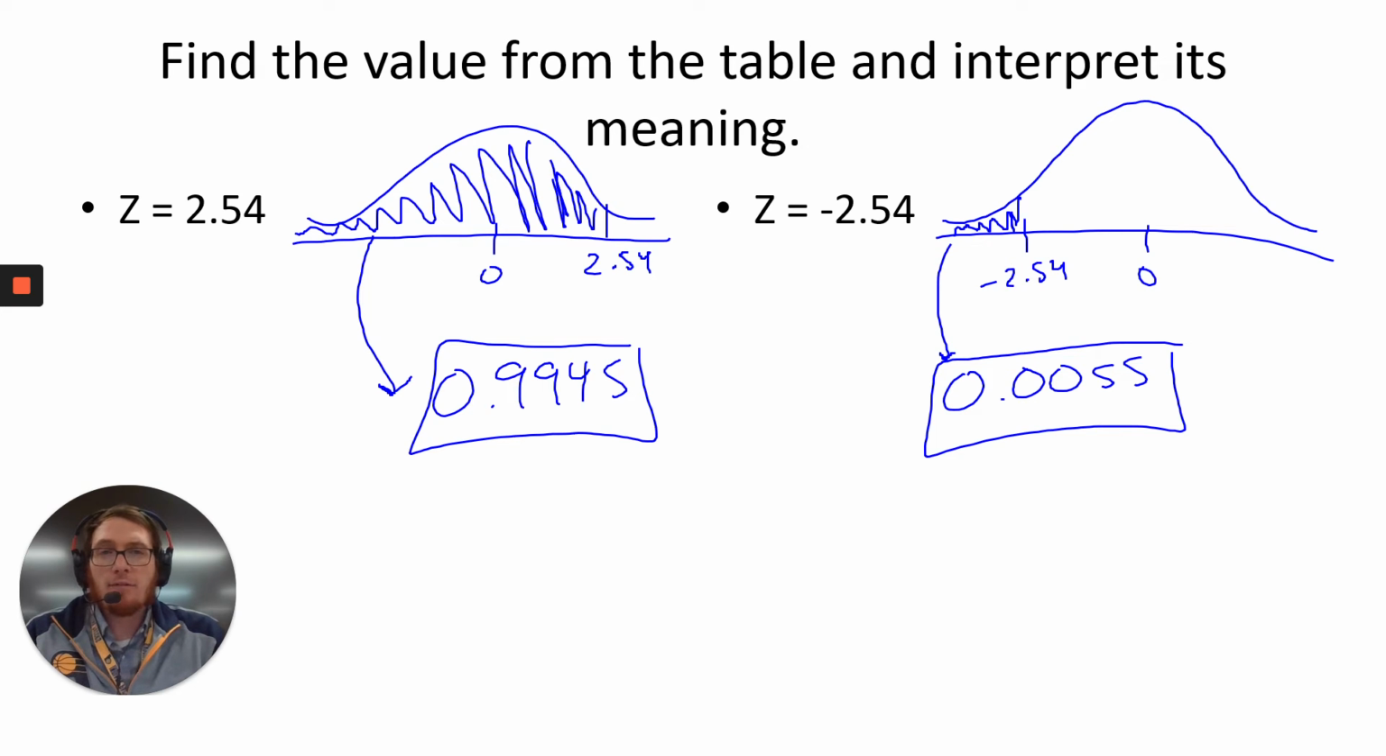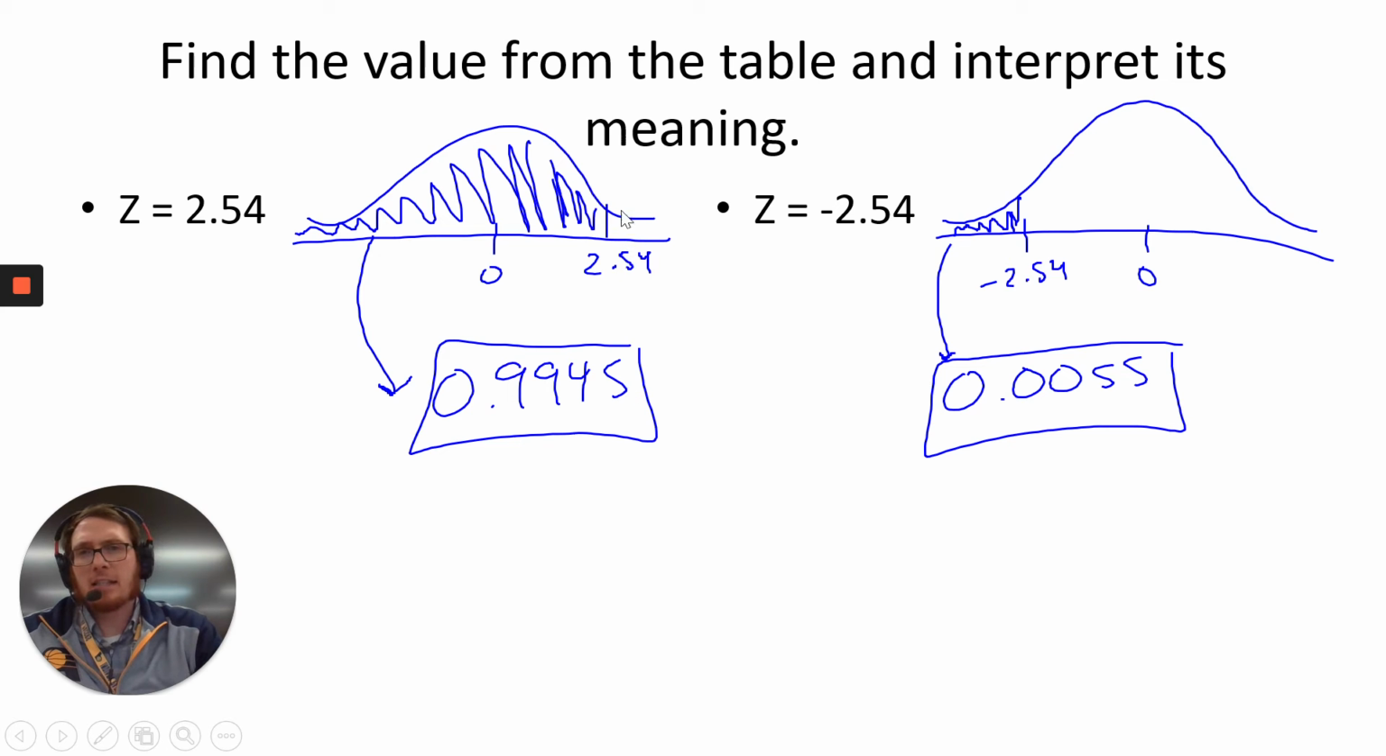Negative 2.54 is just its counterpart on the negative side. So if you go to the negative side of your table and go to negative 2.54, what you'll notice is this is 0.0055. Now here's what's cool about the z-score table. Since there's symmetry in the table, it's a perfect bell-shaped curve. If you needed the area to the right of 2.54, you could do 1 minus this answer to find the area to the right, and that would be 0.0055.